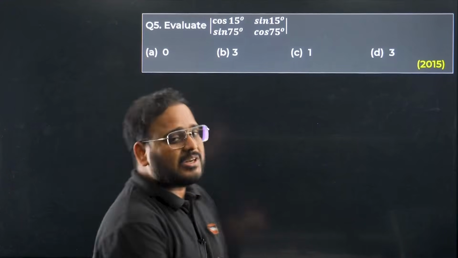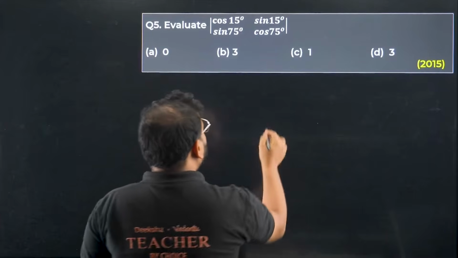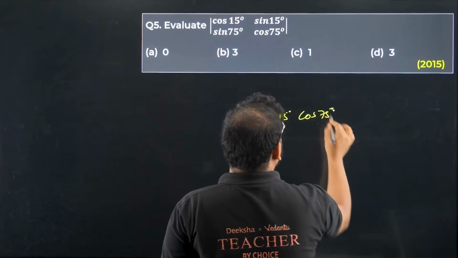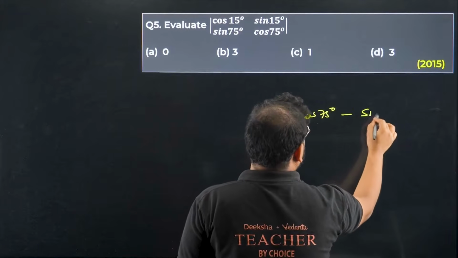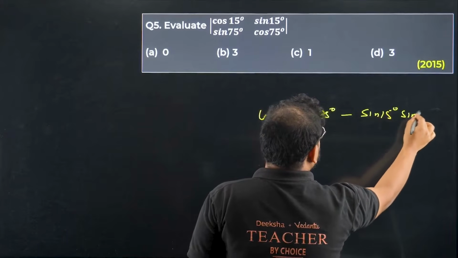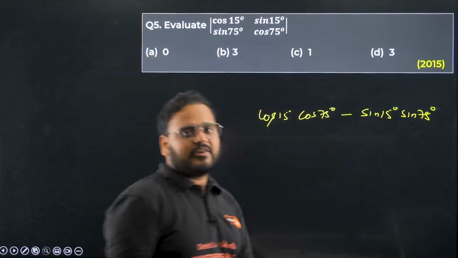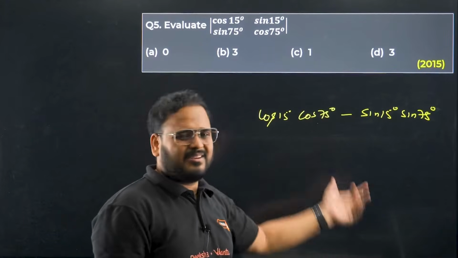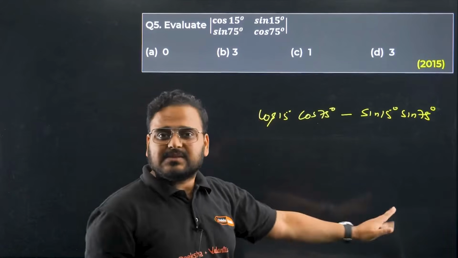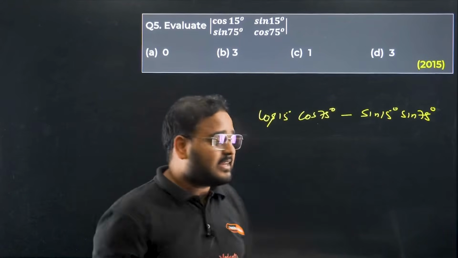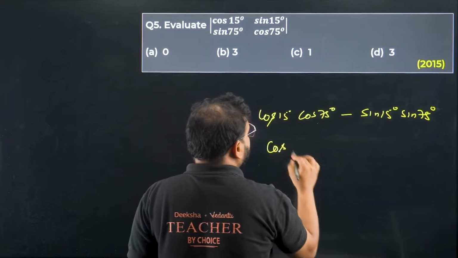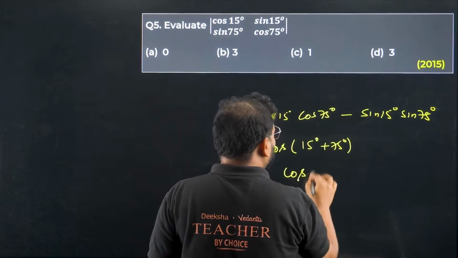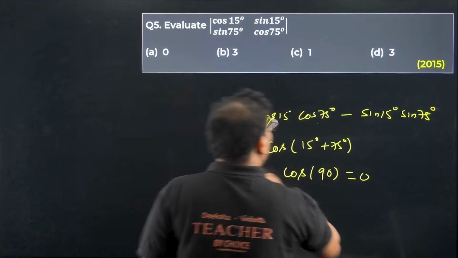Question number 5 now. Cos 15 and cos 75. We are asked to find the determinant. Cos 15 degrees, cos 75 degrees, minus sin 15 degrees and sin 75 degrees. If you learned trigonometry in PU1 or grade 11, you know there's a formula for this. Cos of A plus B is cos A cos B minus sin A sin B, right? It means the formula gives cos of 15 degrees plus 75 degrees. How much is that? Cos 90 degrees, which is simply 0. Option is A.